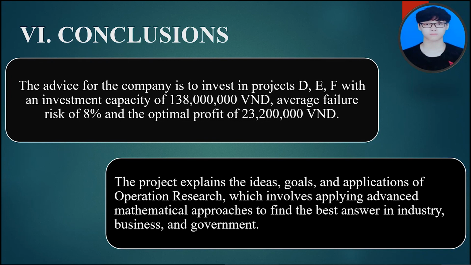In this problem, the advice for the company is to invest in projects D, E, and F with an investment capacity of 138 million VND, an average failure risk of 8%, and the optimal profit of 23 million 200 thousand VND. Hopefully, the company will make the most informed investment decision based on this analysis report.